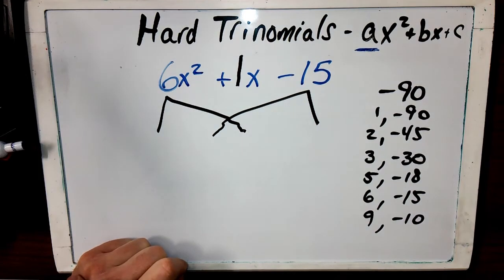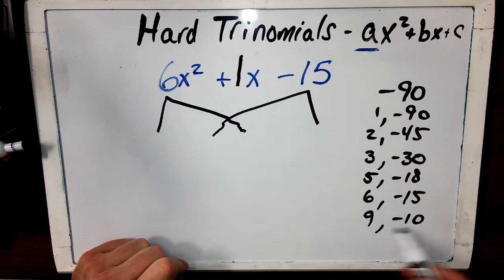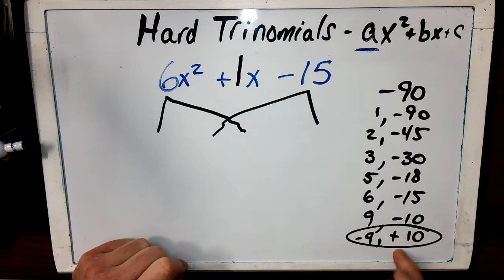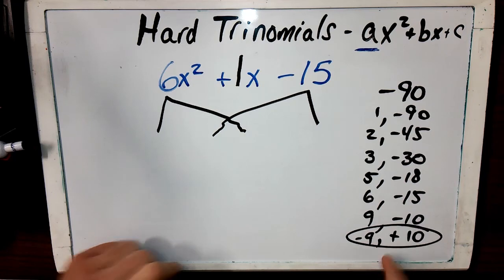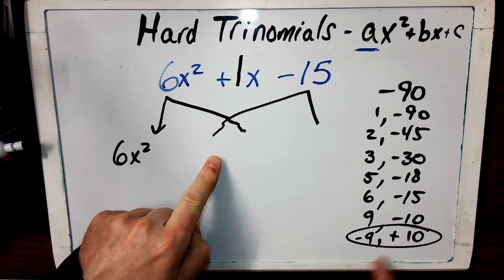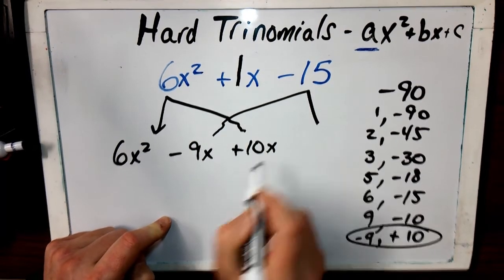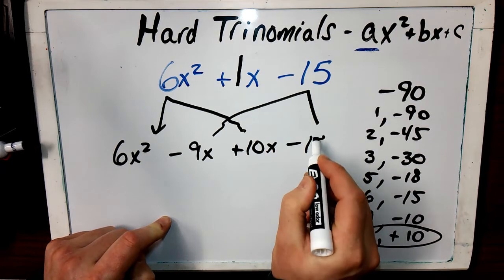There we go. So the only one that adds to positive 1. Well, I do have negative 1 here, but I just switched the signs. This will add the positive 1. So I'll break it in. 6x squared stays the same. My two options. Negative 15 stays the same.